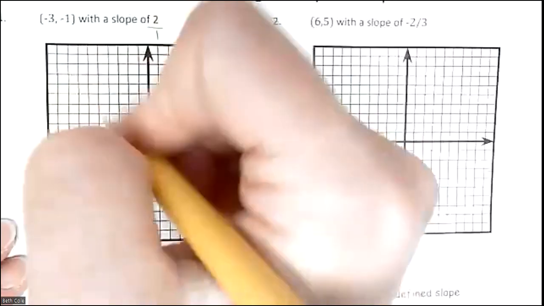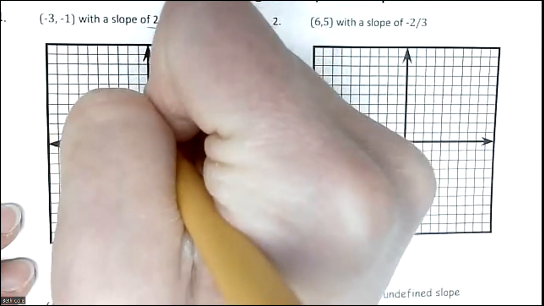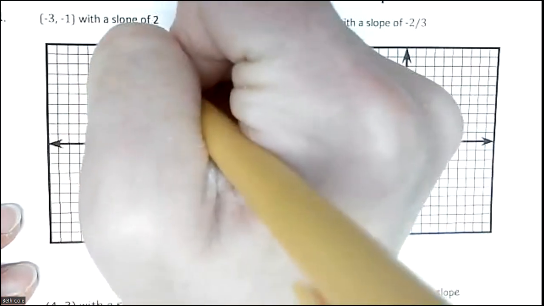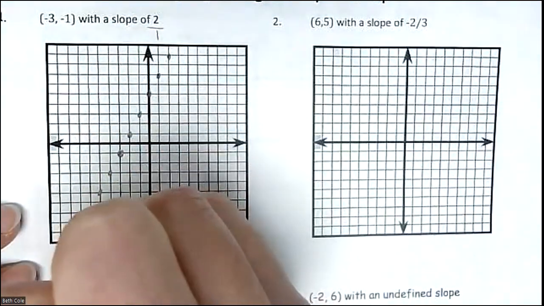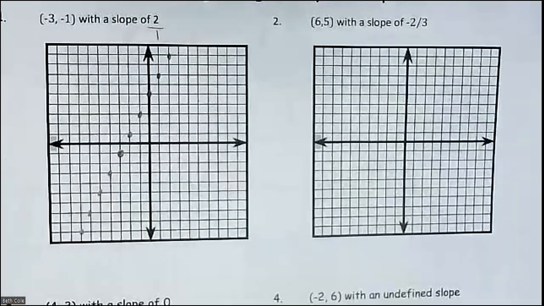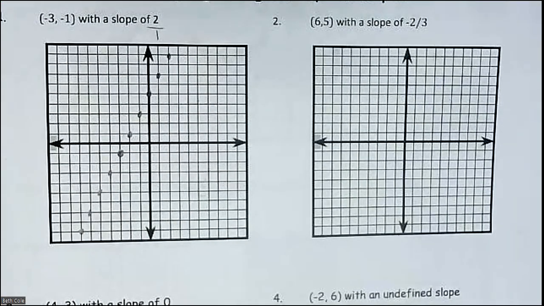Yep, up 2 over 1. And I would like for you to just keep going until you fill the whole grid. I don't want to hear how many points do I have to do? All of them. If you can count to 2, you can do it. So give me a break, okay?